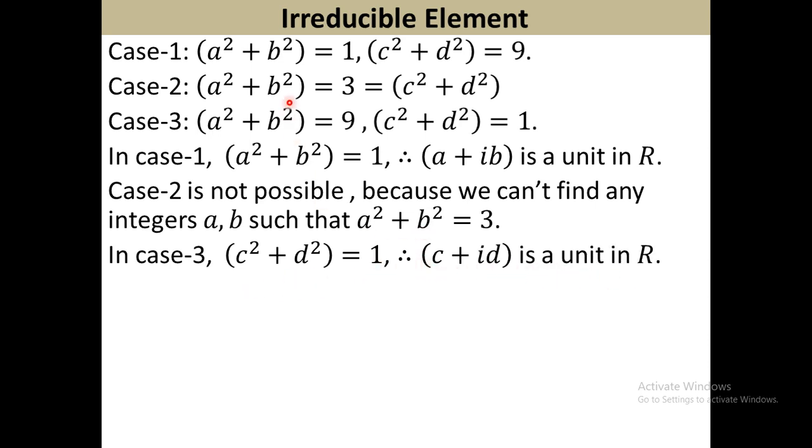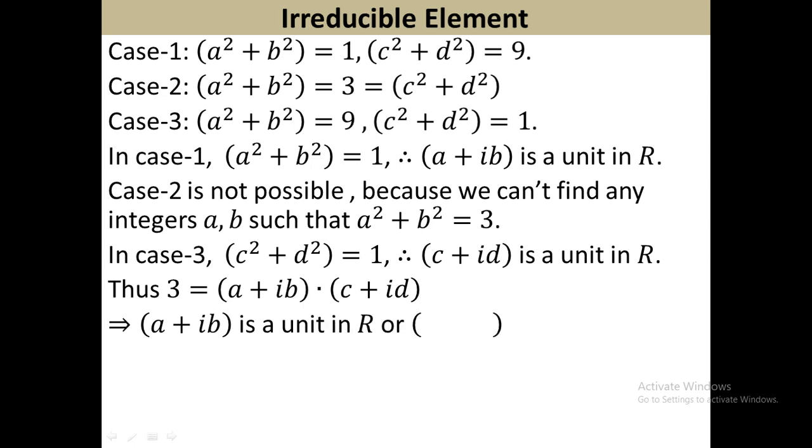So you see that in case 1, a square plus b square is 1, therefore a plus ib is a unit, and in case 2, c plus id is a unit, but case 2 is not possible. So 3 equals a plus ib into c plus id implies that either a plus ib is a unit or c plus id is a unit in R.